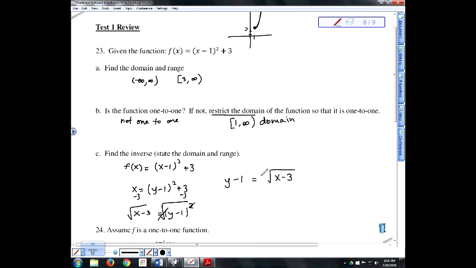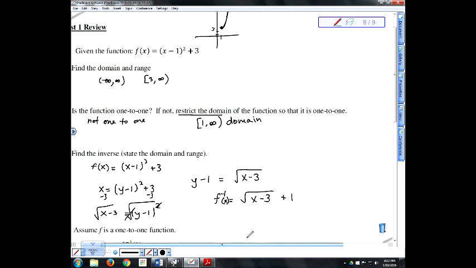Last step is to add the 1. We have y equals square root of x minus 3 plus 1. This is the inverse.